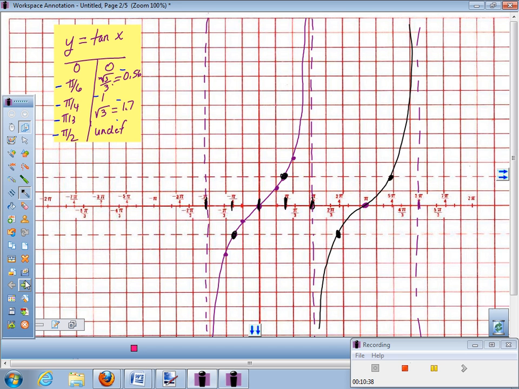Okay, I can do this relatively quickly. Cotangent's the reciprocal. So if you take this point that's undefined and you do cotangent, you have to do the reciprocal of undefined. What's the reciprocal of undefined? 0. So cotangent would have 0 right there. It'd have its center point there.